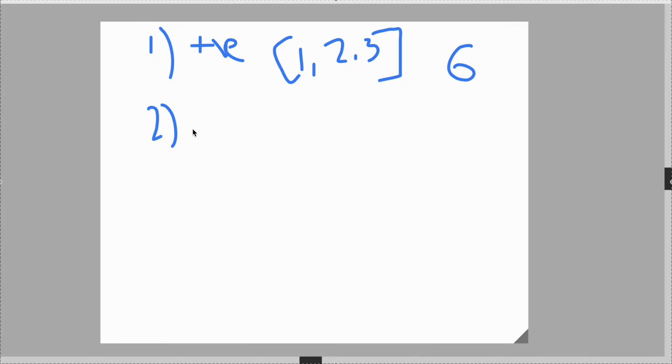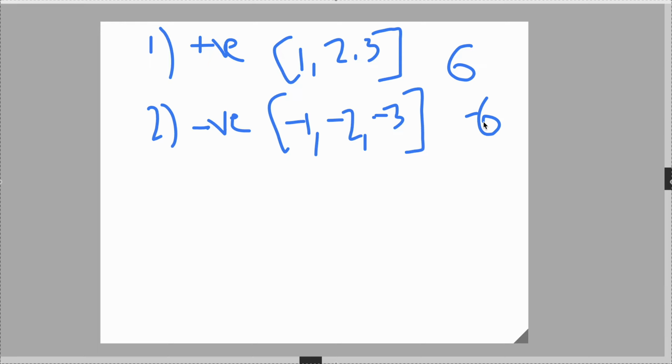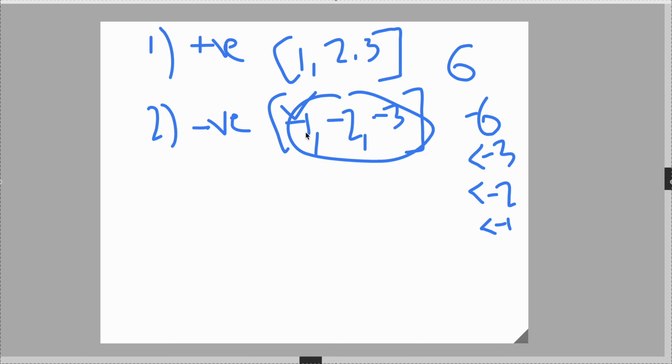The second case is if all the numbers are negative, for example, minus 1, minus 2, minus 3. In this particular case, if we take all the numbers, then it will be minus 6. But minus 6 is less than minus 3. It is less than minus 2. It is less than minus 1. And of all these numbers, the largest number is minus 1. So in this particular case, the answer will be minus 1. So for all positive and all negative, it's pretty straightforward.